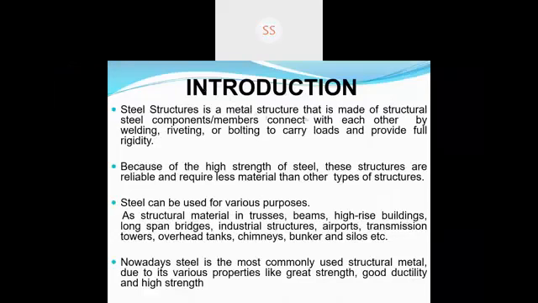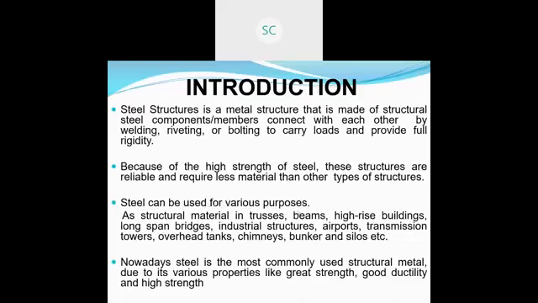Steel structure is a metal structure that is made of structural steel components or members connected with each other by welding, riveting or bolting. These are the connection methods to carry loads and provide full rigidity. Because of the high strength of steel, these structures are reliable and require less material than other types of structures.